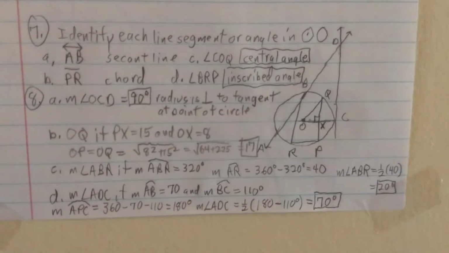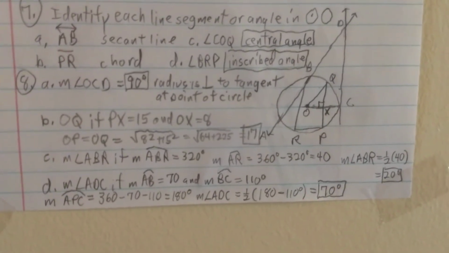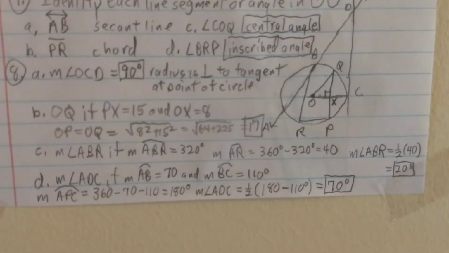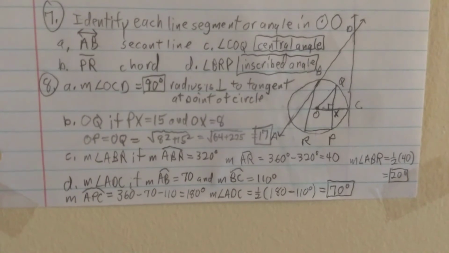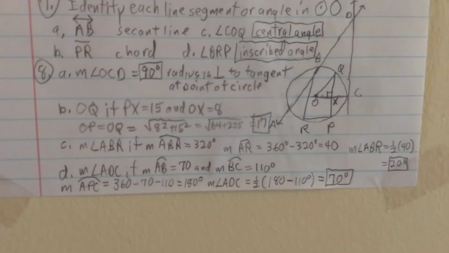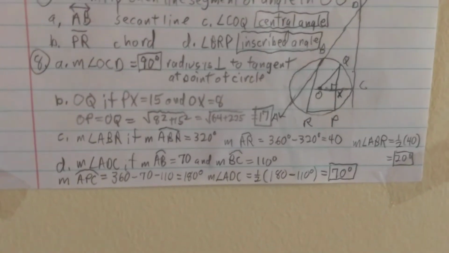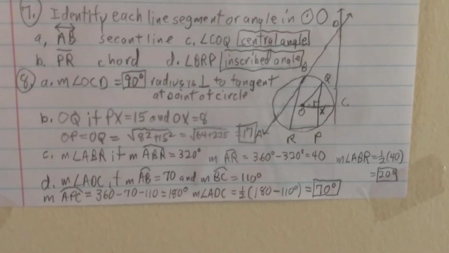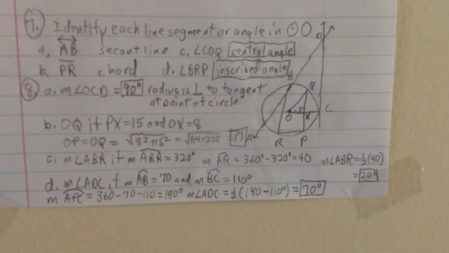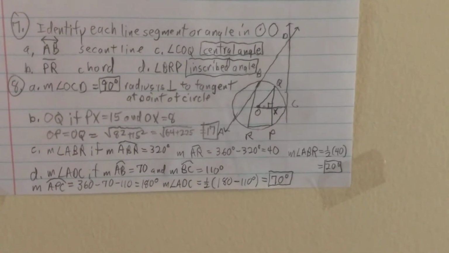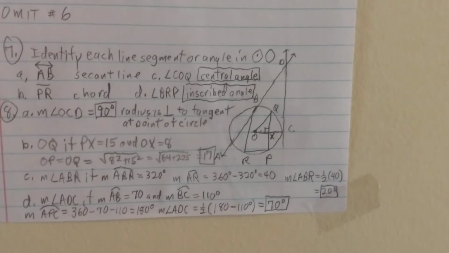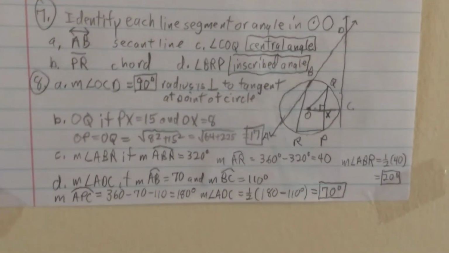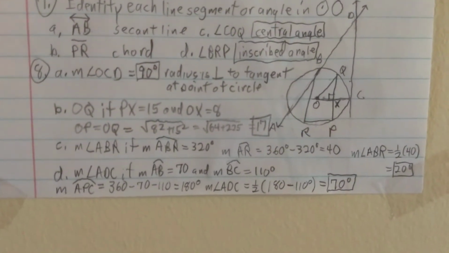Now the measure of ABR, we're given a condition. If the measure of arc ABR, the arc coming all around forming most of the circle, is 320, then the measure of arc AR, which is all that's left, is 360 minus 320, which is 40. The measure of ABR, the inscribed angle, is 1/2 the measure of the arc, so 1/2 of 40, or 20.